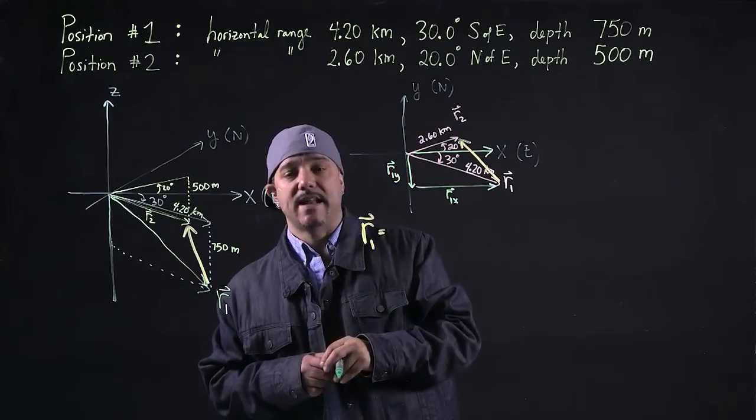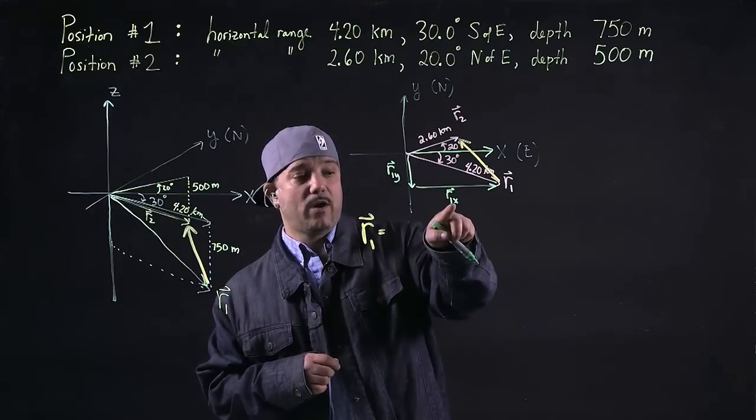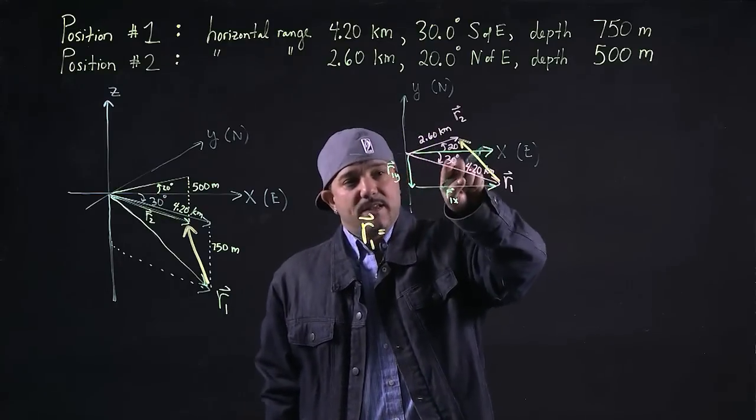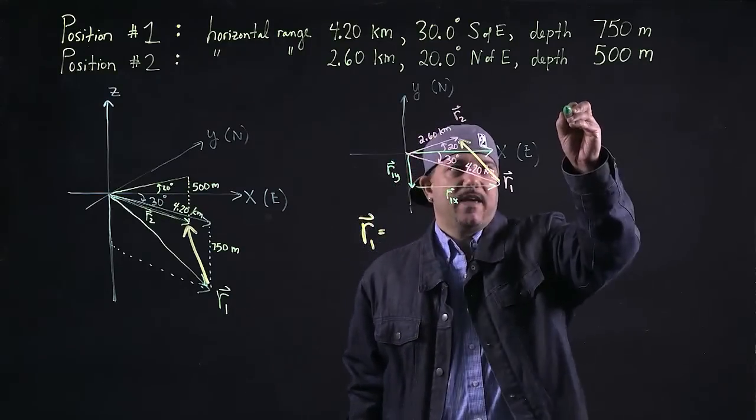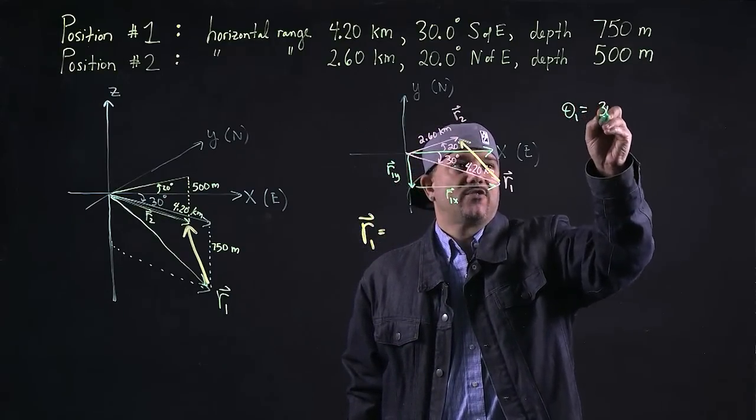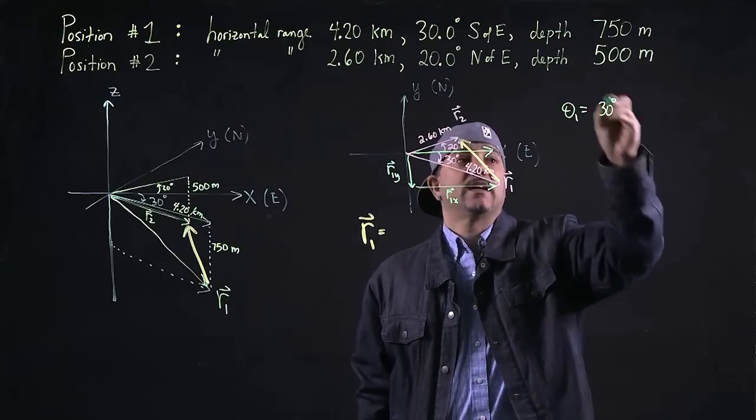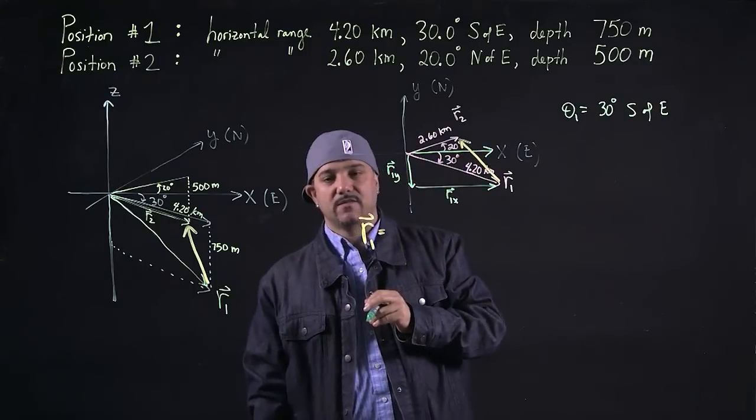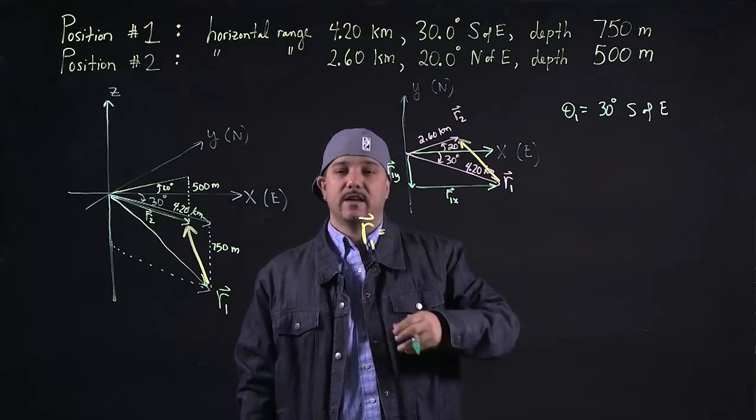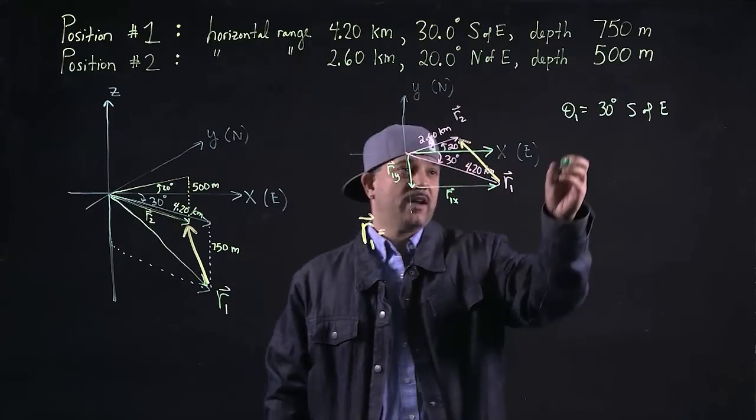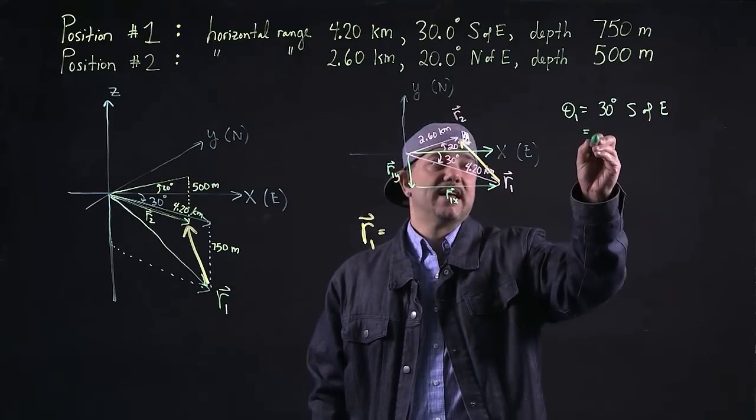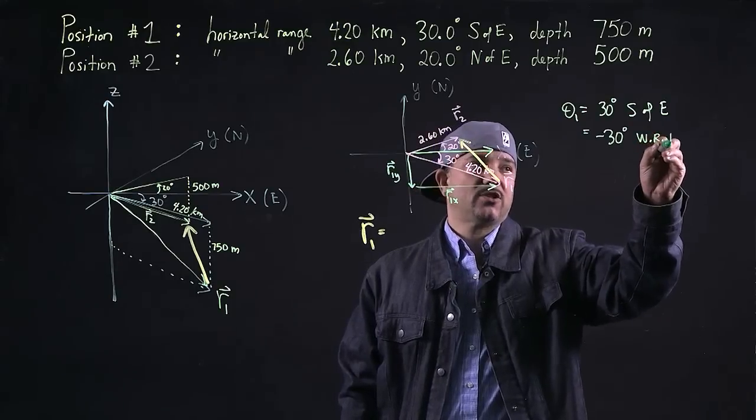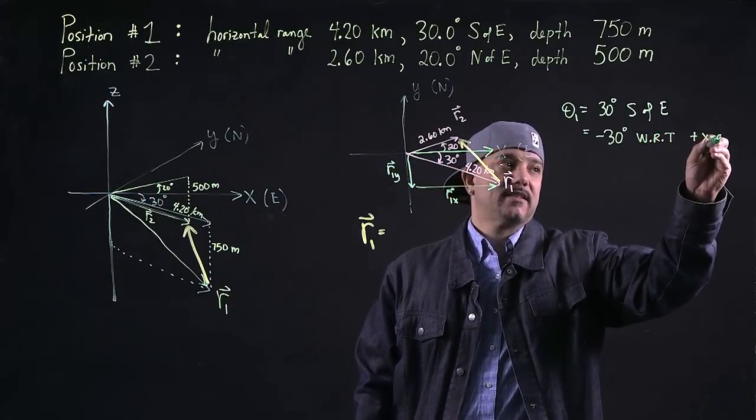All right, and now we'll use trigonometry to figure out what R1x is and R1y is. So this angle right here, I'm going to call that theta 1. Theta 1 is 30 degrees south of east. Thinking in terms of the unit circle in our normal conventions in trigonometry, another way of writing that is negative 30 degrees with respect to the plus x-axis.